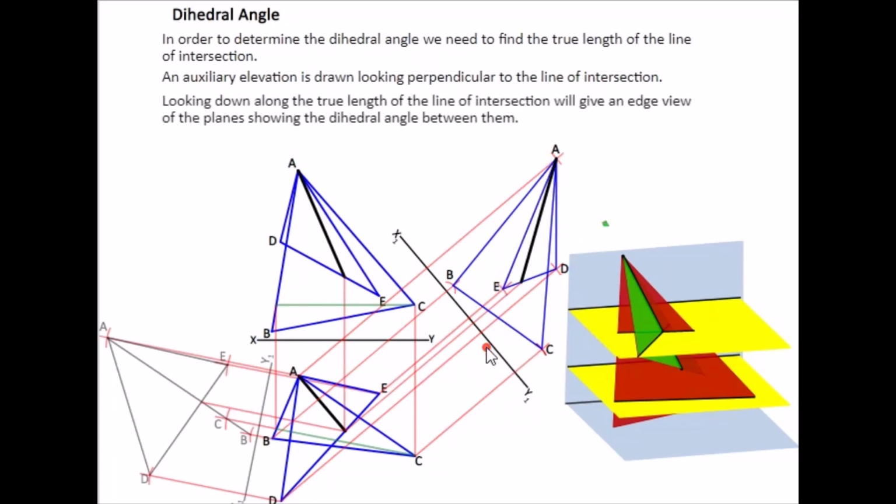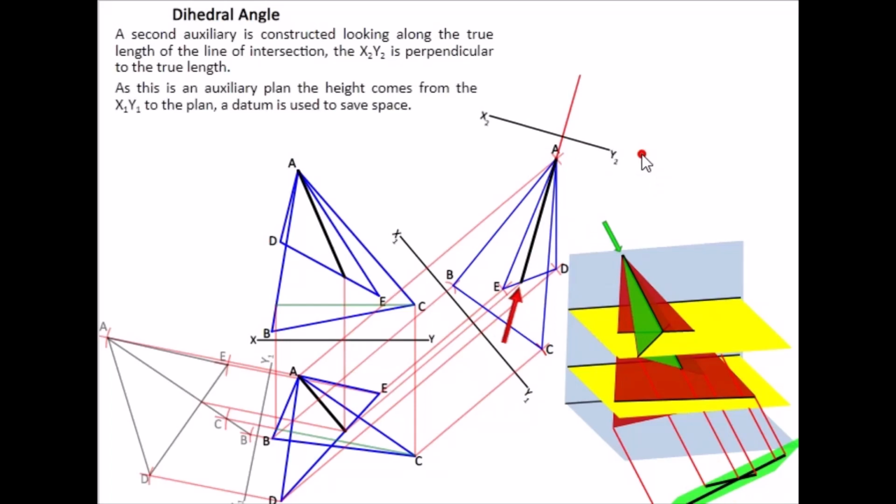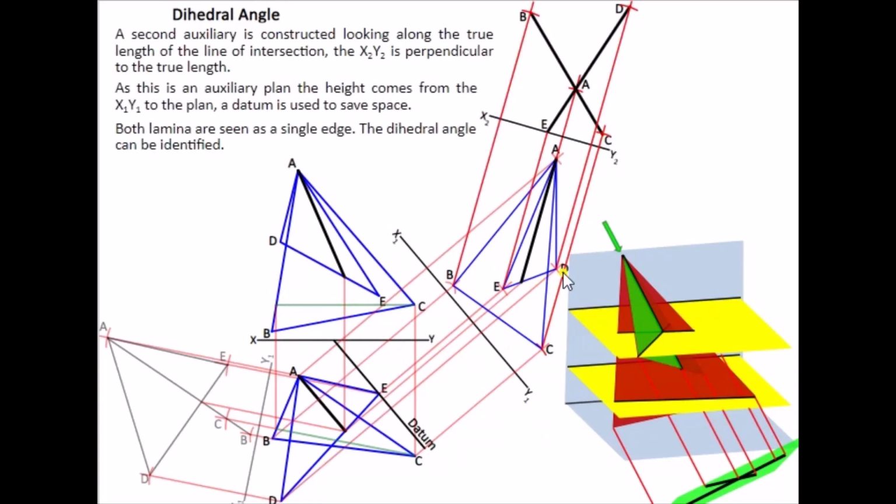Now in this case, we're going to look along our line of intersection. Basically, what we have in the 3D graphic here is this green arrow looking down along the line of intersection, and this green plane represents what we'd actually see. So we're going to look up here because we've space. So x2, y2, then a datum line again, previous view, and measure back the way. Again, we should see our 2 triangles as 2 lines, thus giving us our dihedral angle.